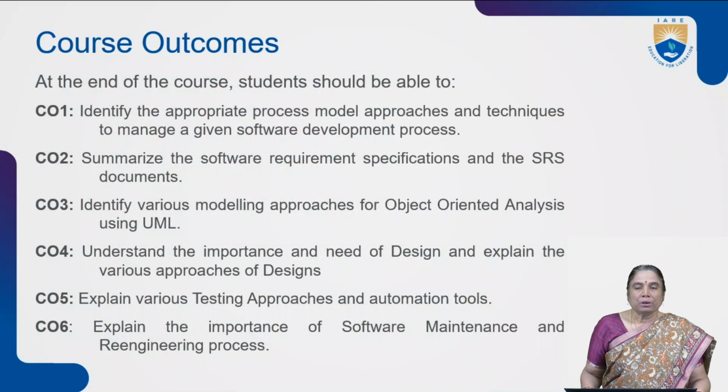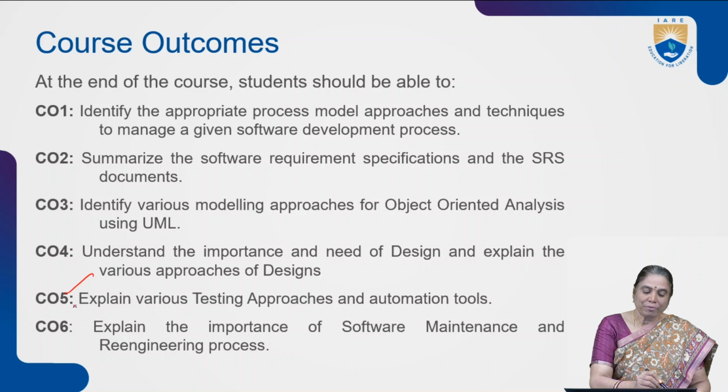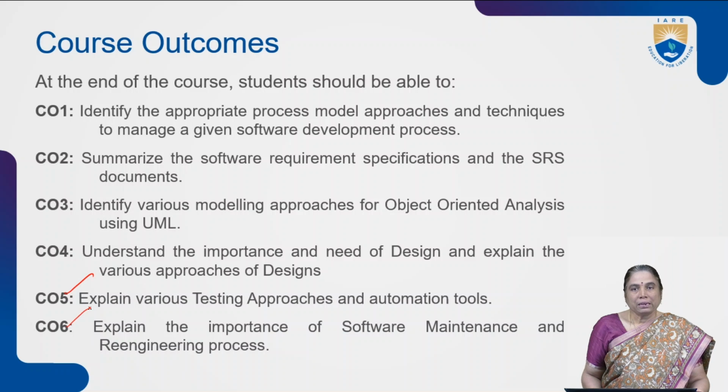The course outcomes of object-oriented software engineering consist of 6 course outcomes. The topic black box testing techniques is mapped to 2 course outcomes: CO5, explain various testing approaches and automation tools, and CO6, explain the importance of software maintenance and re-engineering process.